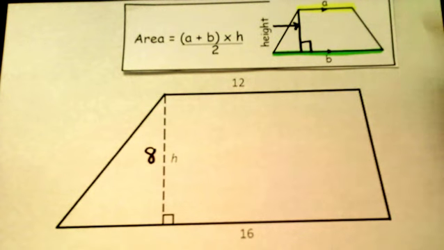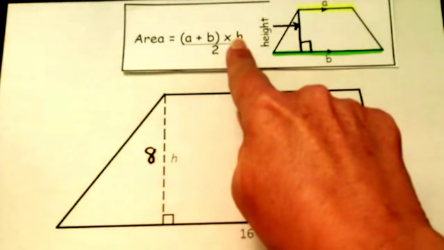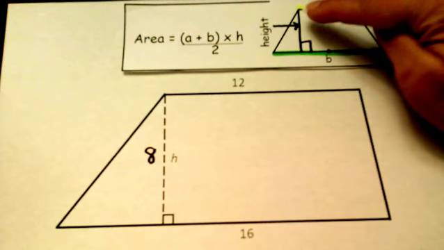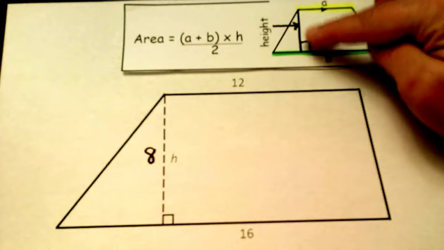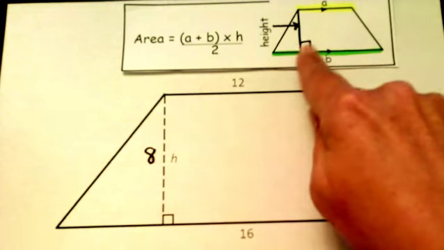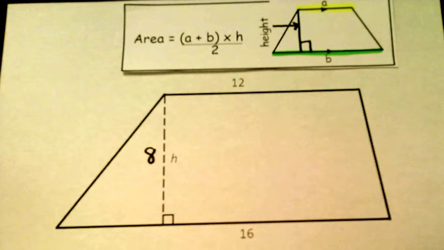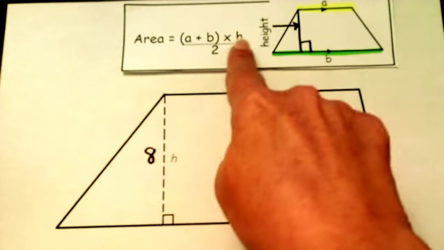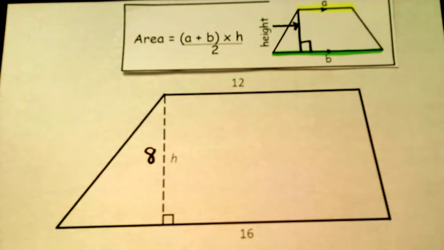Either way, we're going to add the length of the top and the bottom of the shape together and then multiply that by the height. So we're always going to look for that perpendicular line that's attached to a square corner to see how tall our trapezoid is, and we will multiply by that height, and then finally we will divide everything by 2.